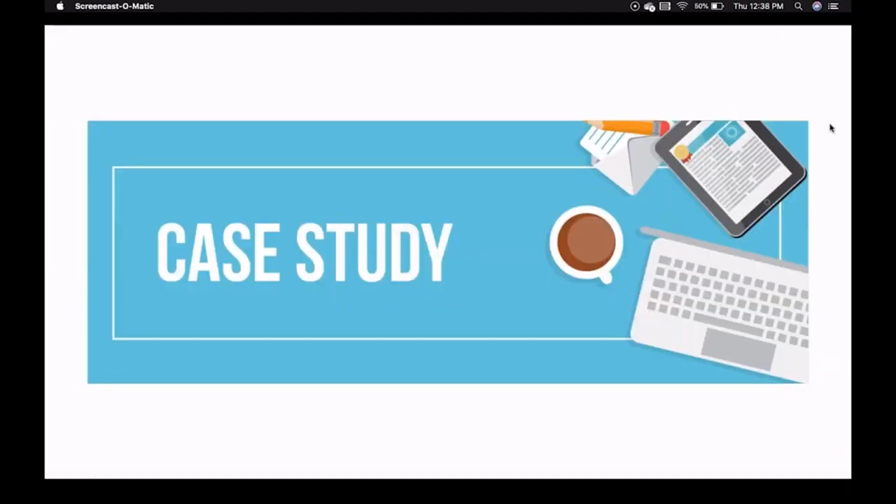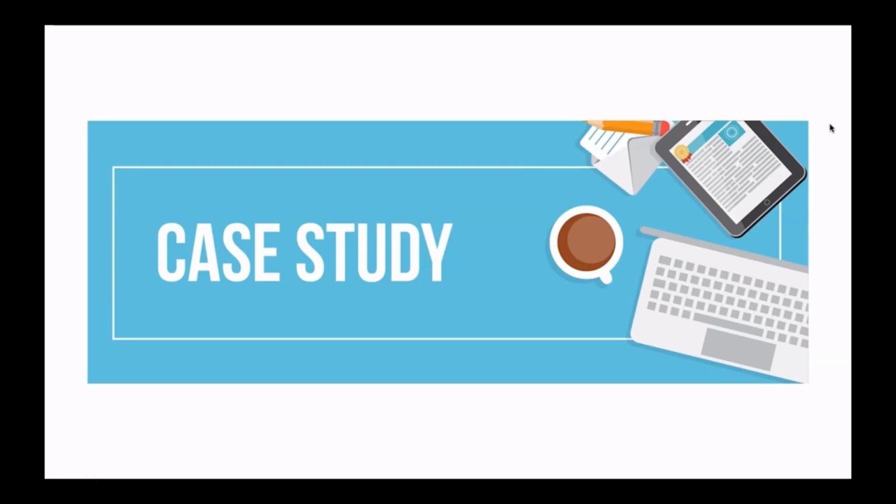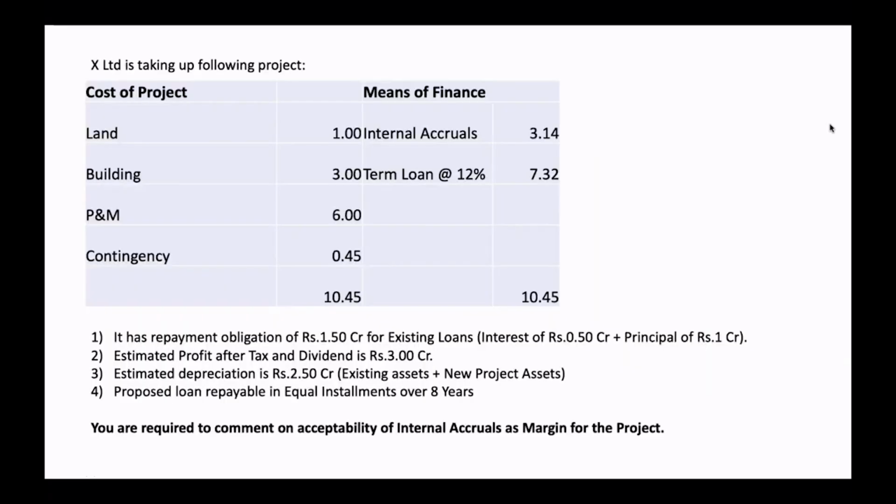This case is related to internal accruals as margin for a term loan project. Have a look at this. X Limited is taking up the following project. So they are investing in land. Let's say the figures are in crores. Land 1 crore, building 3 crores, plant and machinery 6 crore. Contingency is 0.45 crore. So the total cost is 10.45. They have requested a term loan of 7.32 crore.